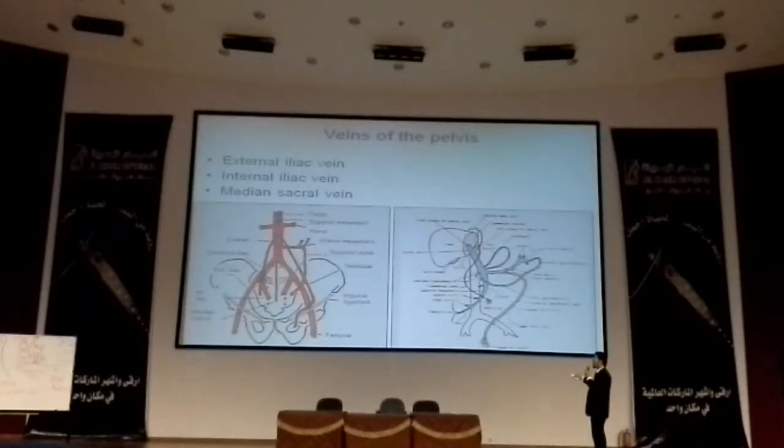In the pelvis there is an external iliac and an internal iliac. We are concerned with the internal iliac vein. There is a pelvic plexus that ends by the internal iliac vein, and medially or medial-posteriorly there is a medial sacral vein.